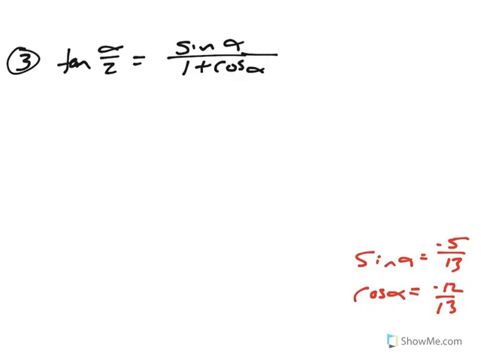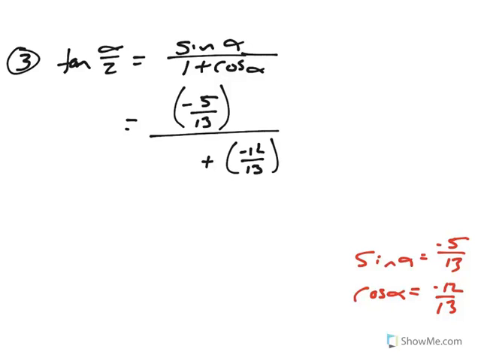If you substitute those values into this, we're going to get negative 5/13 divided by, I'm going to not put my 1 in until the end so I can have a common denominator, negative 12/13. I changed the 1 to 13 over 13. Then I simplify this. 13 plus negative 12 is 1.